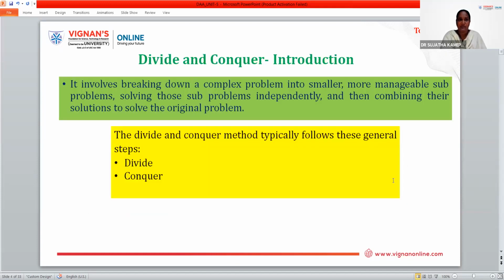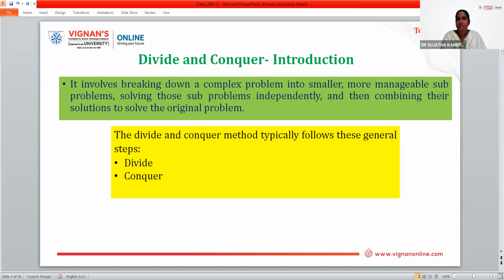Coming to the first topic, divide and conquer introduction. Divide and conquer is a general problem-solving strategy used in various fields, including computer science, mathematics, and engineering. It involves breaking down a complex problem into smaller, more manageable subproblems, solving those subproblems independently, and then combining their solutions to solve the original problem.